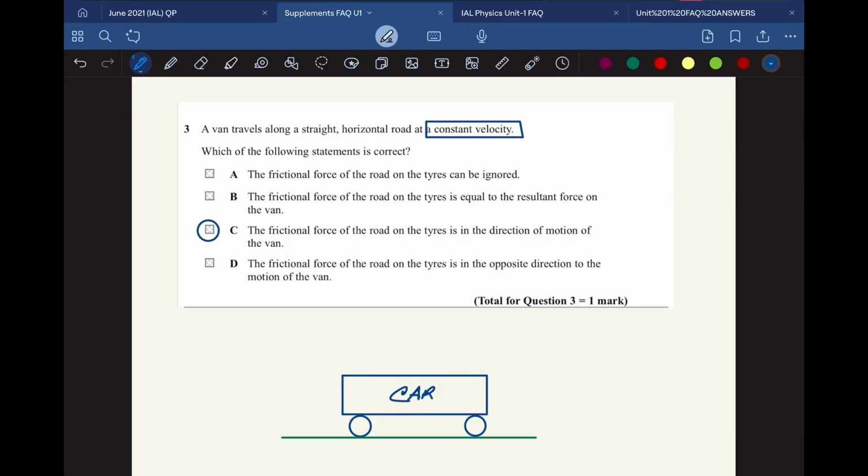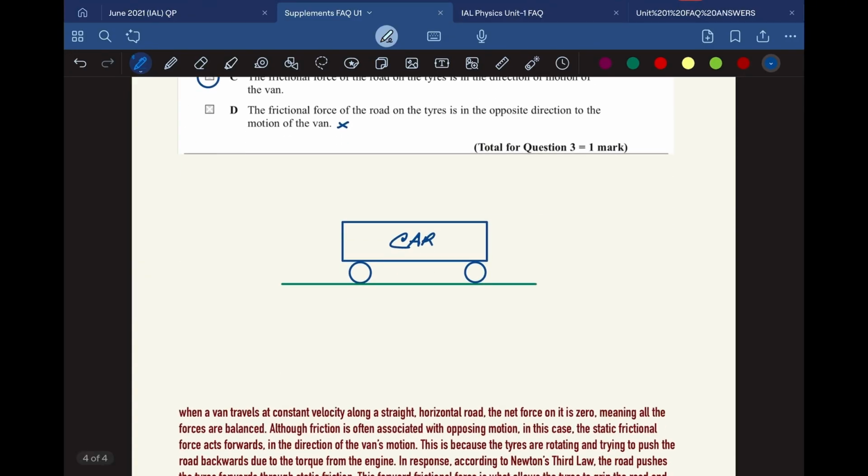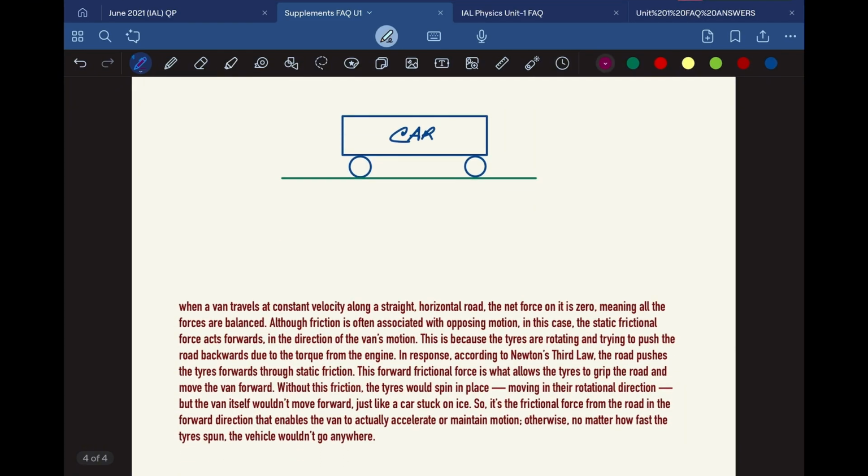Many of you guys would have written that the correct answer is D, but no, the correct answer is not D, because as the resultant force is zero, the answer should have been that the frictional force of the road is in the opposite direction to the motion of the van, right? This should have been the correct answer, but no, this is actually not what is happening. Okay, this is not actually what is happening. Now let me understand this answer in detail.